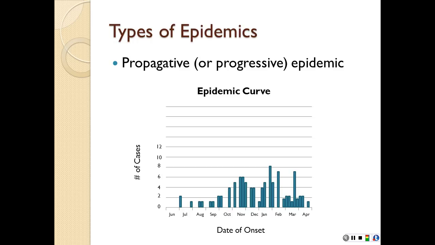In a propagative, what ends up happening is people are passing the disease on to another. Right? So the disease is able to be transferred from person to person. So you have the first couple of cases, and then you have a big spike in the illness, and these people start to get well, but now these people have infected a new group, and so now you start to see another spike.